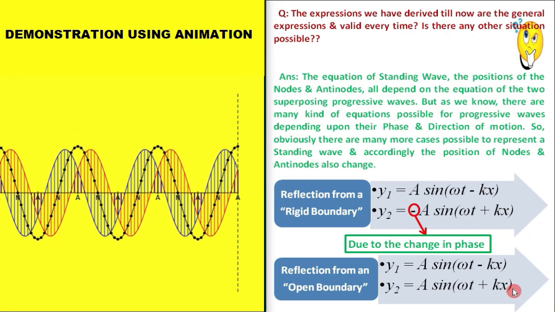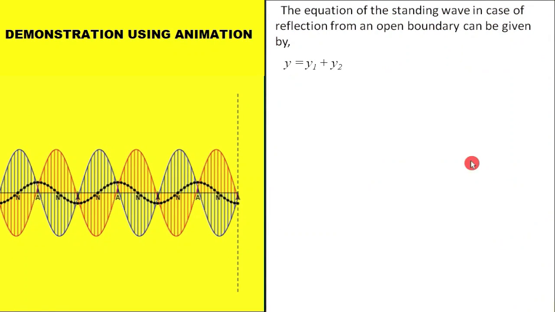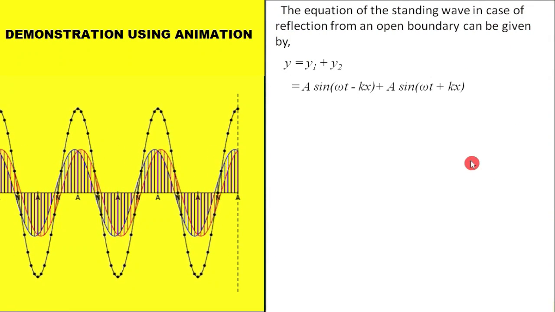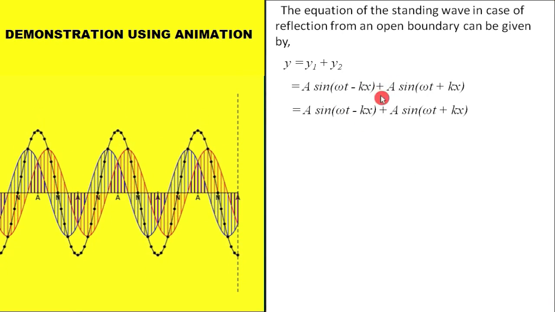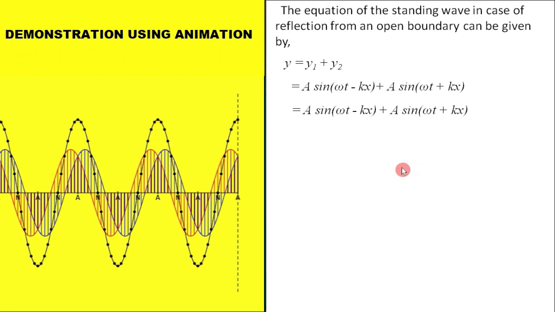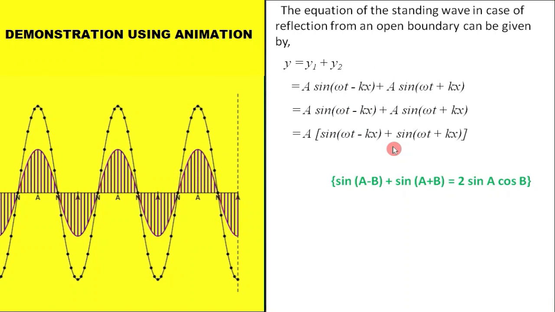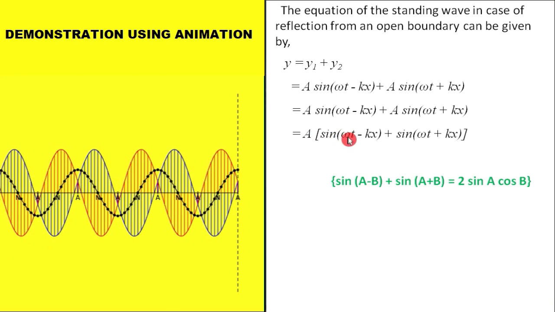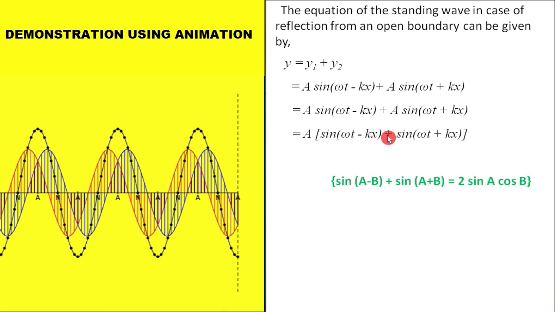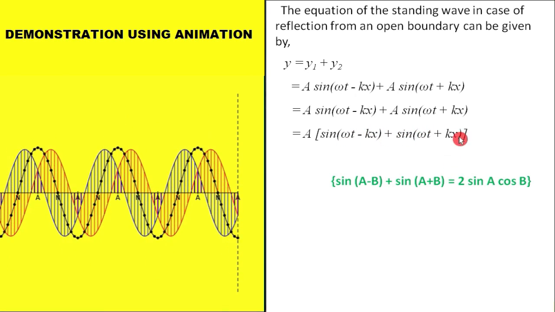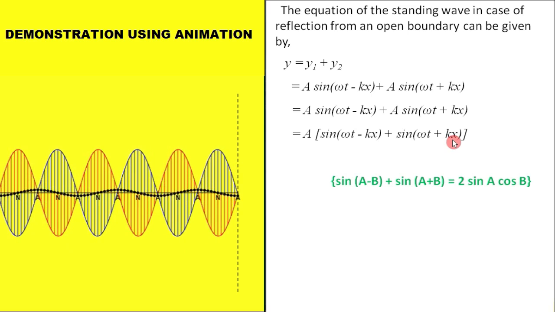Now how will this minus and plus symbol change the positions of nodes and antinodes? Let us check. This was y equal to y1 plus y2, and I have just used it here. See what was there in the first case: a minus. Here it is plus, and according to that, everything will change. The steps are exactly the same, so I am not going to repeat all that. You can see here a is taken constant, omega t minus kx plus this, but here what am I getting? Sin(a minus b) plus sin(a plus b). There the equation was sin(a minus b) minus sin(a plus b). You can again verify that in the previous slides.